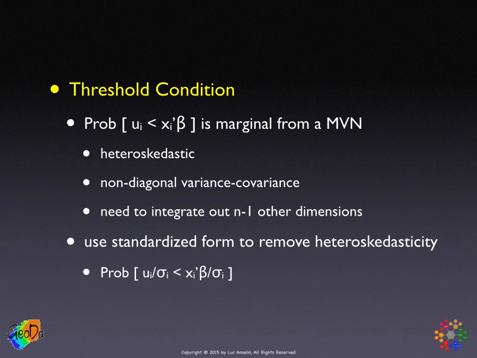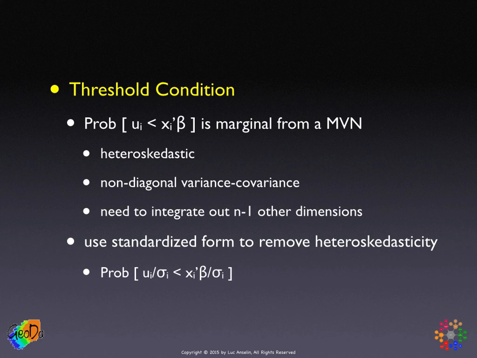So then the threshold condition becomes something like this expression that the probability of u_i divided by sigma_i must be less than x_i beta divided by sigma_i. Of course, as we already know, there is no way to estimate individual sigma_i's. That just can't be done. So this is only for the purposes of spelling things out.